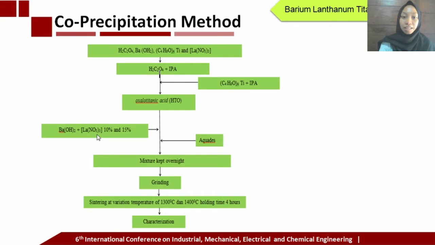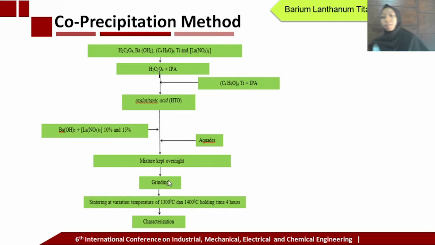Barium hydroxide and lanthanum nitrate with variation in mole concentration of lanthanum, 10% and 15%, were added into the oxalotitanic acid, and aqueous solution was added to the oxalotitanic acid by titration. The mixture was kept overnight under hydrolysis at a temperature of 100 degrees Celsius, and then ground and sintered at variation temperatures of 1300 degrees Celsius and 1400 degrees Celsius, with a holding time of 4 hours.